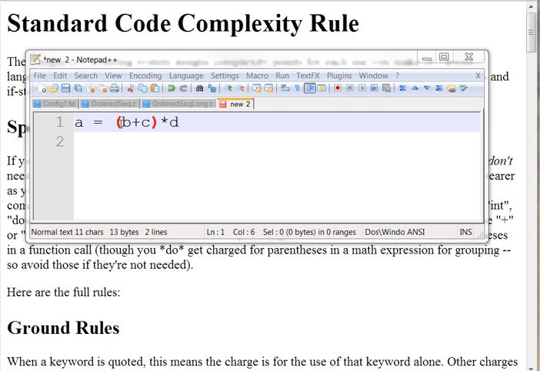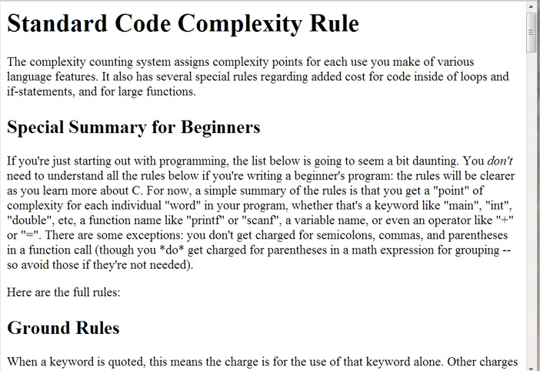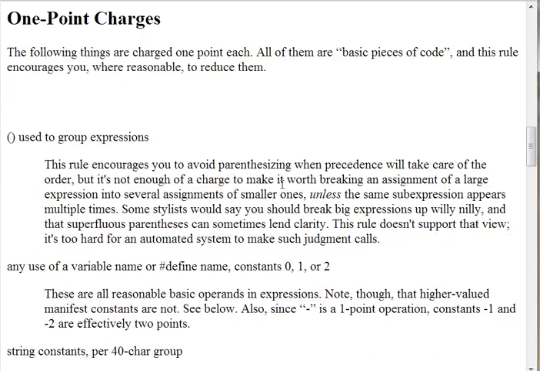So question 2. What's the point of charging you for using parentheses to group operations? I mean, you can't help the fact that some operations have higher precedence than others. What code elegance behavior does the document say is the rationale for that? Coming back from a pause and looking it up in the doc itself. Right here under 1-point charges, it says pretty clearly the rule is to encourage you to avoid parenthesizing when precedence will take care of the order.